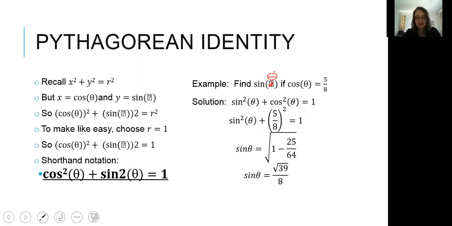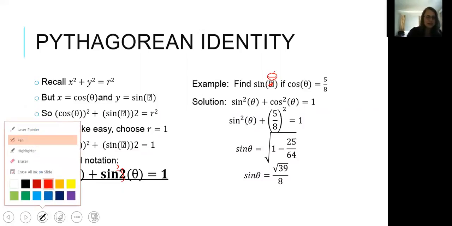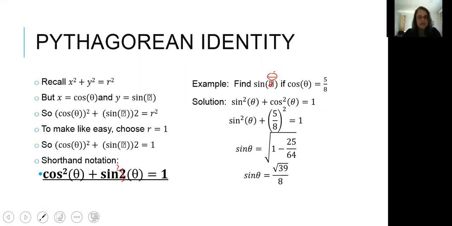Oh my goodness, my slides are off. That is not a sine 2. That is a sine squared. I swear they didn't look this bad the last time I looked at them. Sorry, guys. That's a sine squared. So cosine squared plus sine squared equals 1. And here's why. Remember our Pythagorean theorem from earlier classes. This is a right triangle, right?